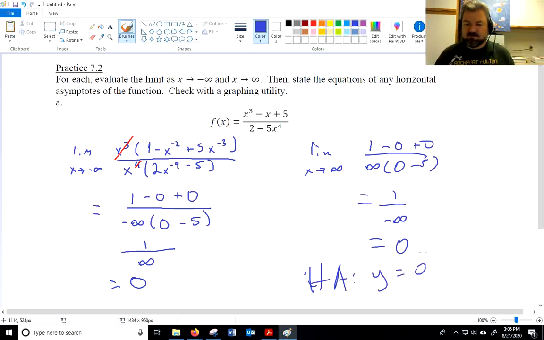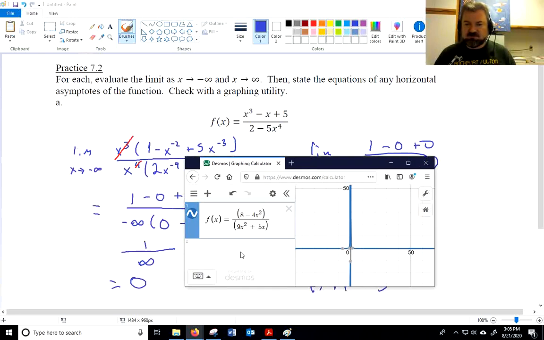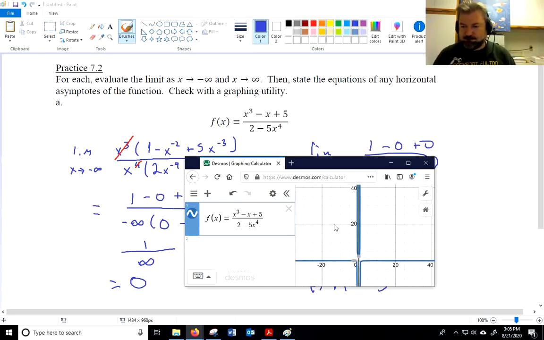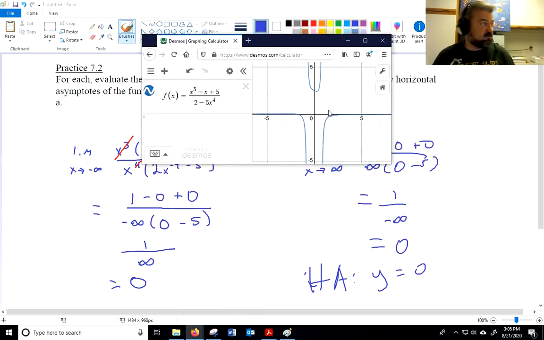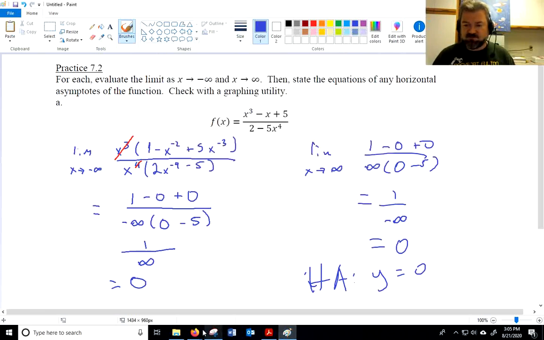y equals 0. Let's check it right quick on a graph before we do the next one, just to make sure that we're doing this right. x cubed minus x plus 5 over 2 minus 5x to the 4th. Okay, I think you can clearly see that this is definitely going towards 0. So we have the right horizontal asymptote.